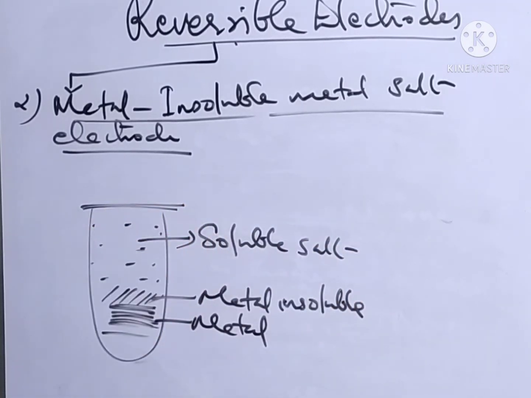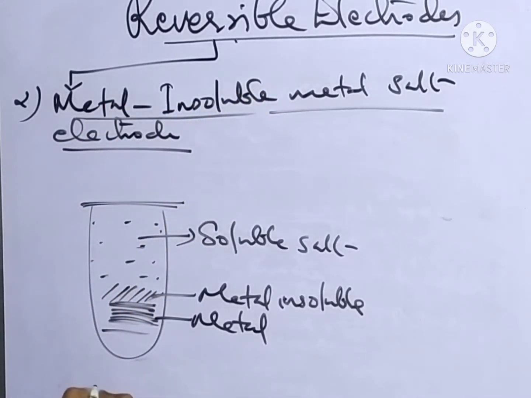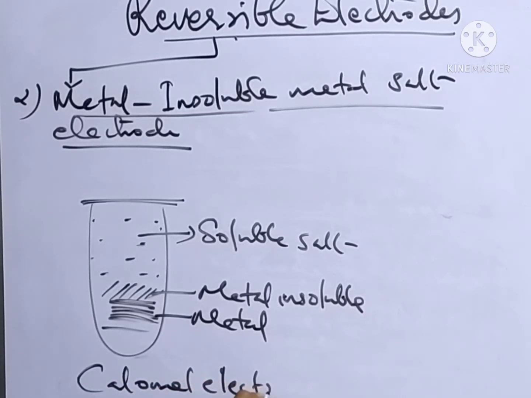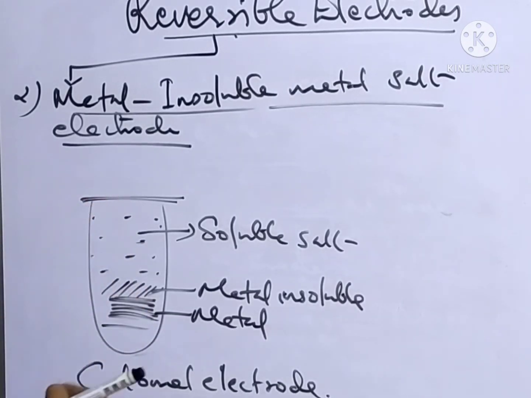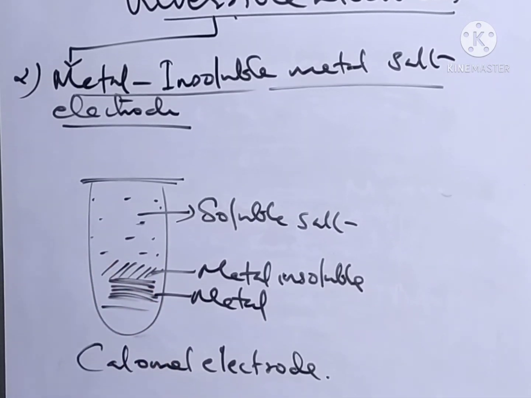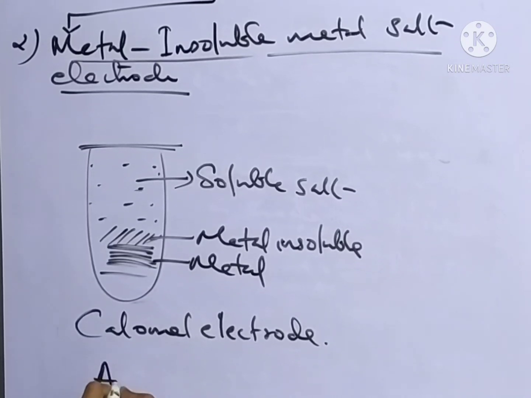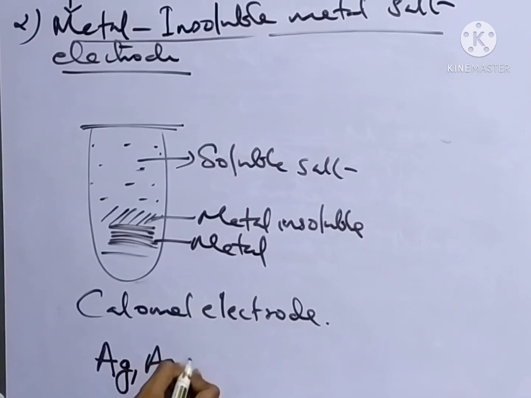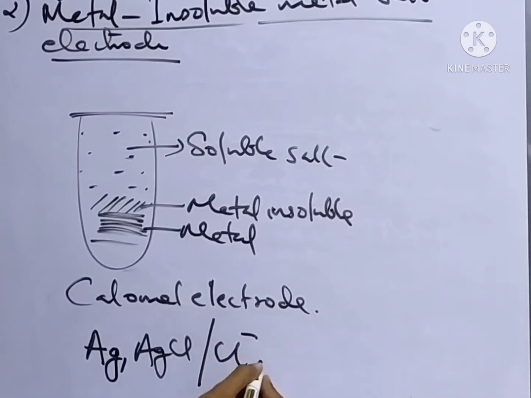A typical example of this metal insoluble metal salt electrode is the calomel electrode. That is Hg with Hg2Cl2 dipped in a soluble salt, KCl. Right. Another example of a metal insoluble metal salt electrode is the silver electrode. The cell can be represented like this: Ag with AgCl dipped in Cl minus.